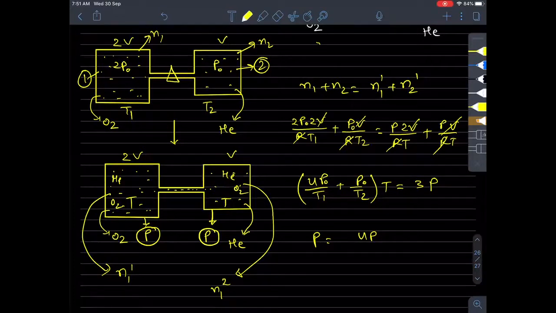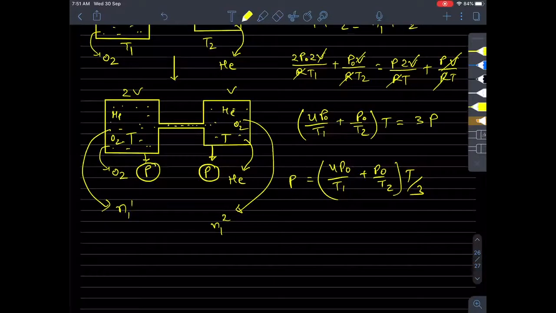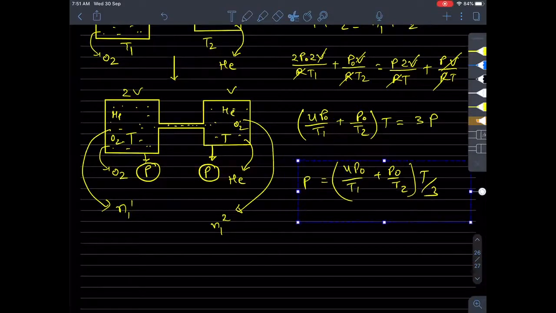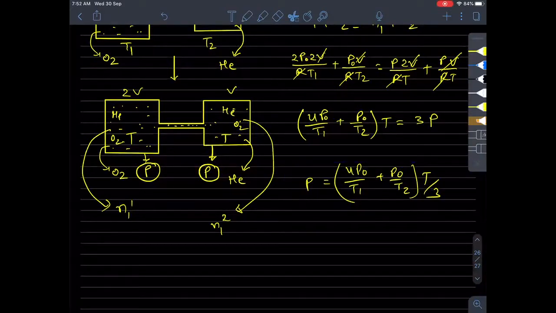Right, so P is equal to, wait a minute. So simply P is equal to 4P naught upon T1 plus P naught upon T2, multiplied by T and whole divided by 3. That will be the right answer. Understood, guys, or not? Did you understand this?